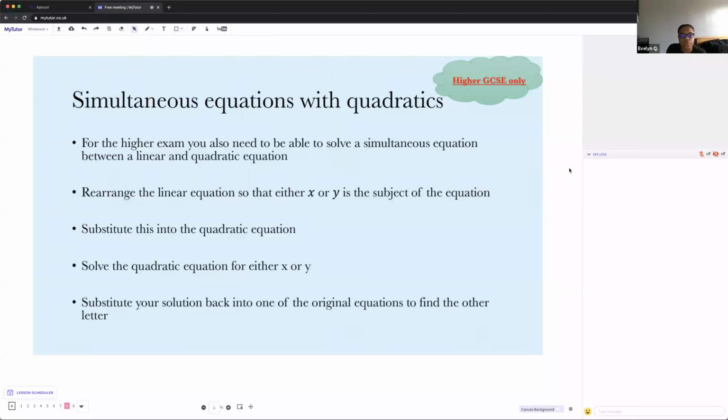And then we're going to substitute this into the quadratic equation. And then you solve your quadratic equation for either x or y, and then you substitute your solution back into one of those original equations to find the other letter. So that last step is just like the last step that we just did. The only thing that changes is the first part. We're not solving by elimination, we're solving by substitution instead.